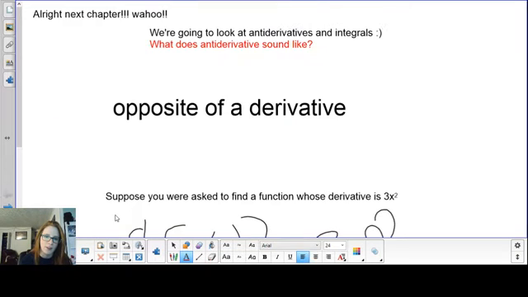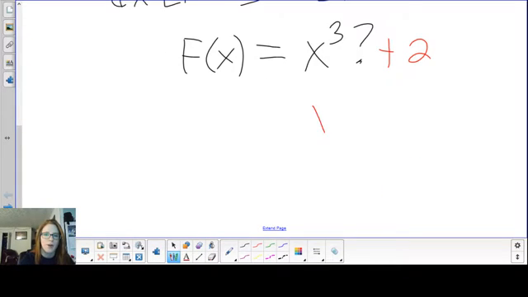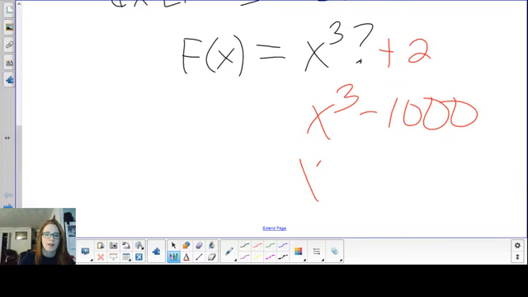Because if I go back for a second, we know that when I take the derivative of constants, I get a 0. So we could, by chance, have a plus 2. Or we could have x cubed minus 1,000. Or we could have x cubed minus 7. We don't know for sure, and because we don't know, there's always that possibility, so we have to include it.